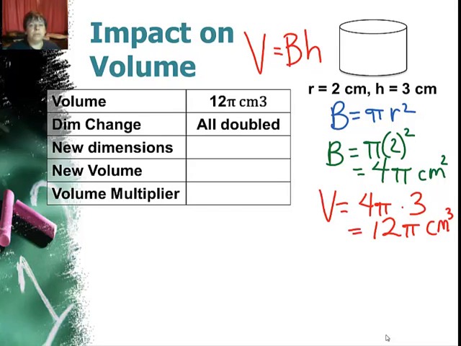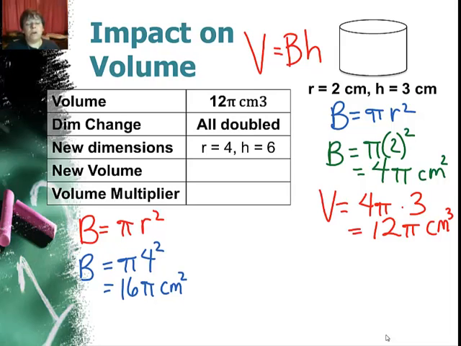pi centimeters cubed. Now, if I'm going to double all of the dimensions, that means that the radius is now going to be 4 and the height is 6. So very similar to our surface area problem, except now we're doing volume. So again, I'm still going to need the base, pi r squared, except now that r is 4, I get 16 pi instead of 4 pi.